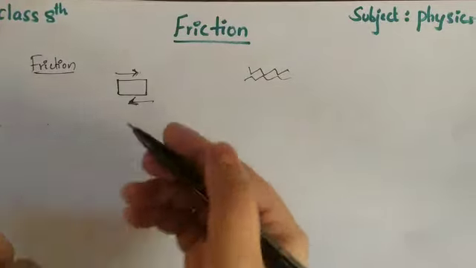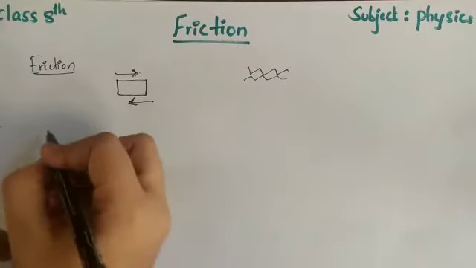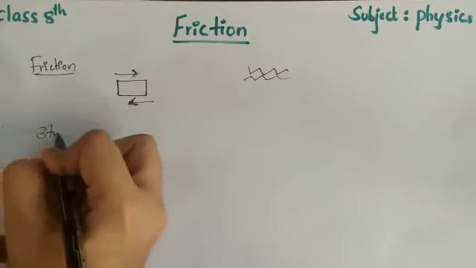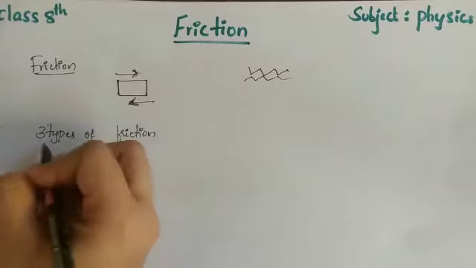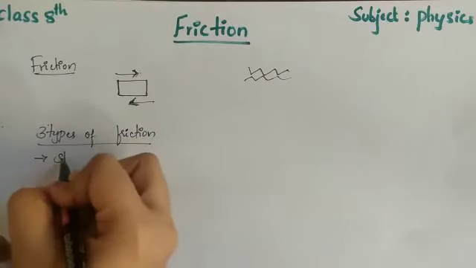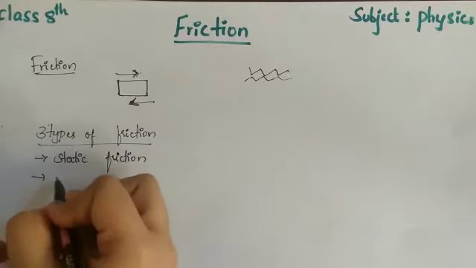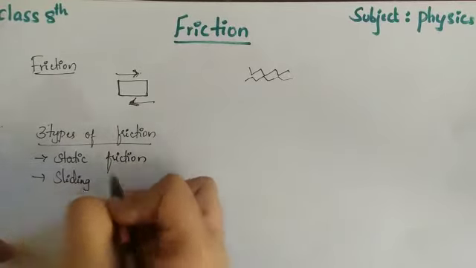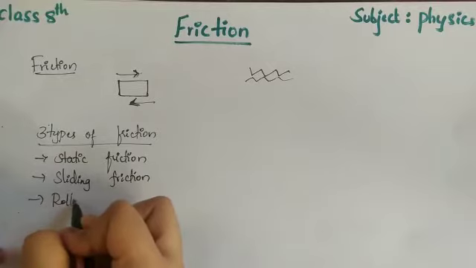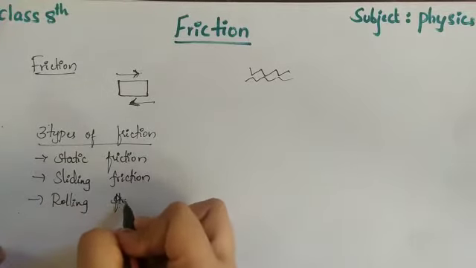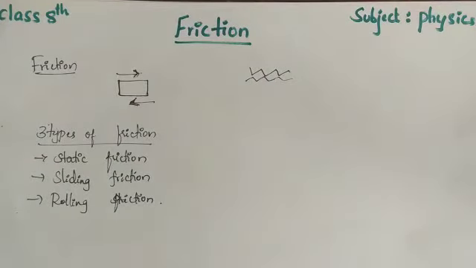Before reducing friction, we have to know what types of friction there are. Actually, there are three types of friction. First, static friction. Second, sliding friction. And the third one is rolling friction. So these are the three types of friction: static, sliding and rolling.